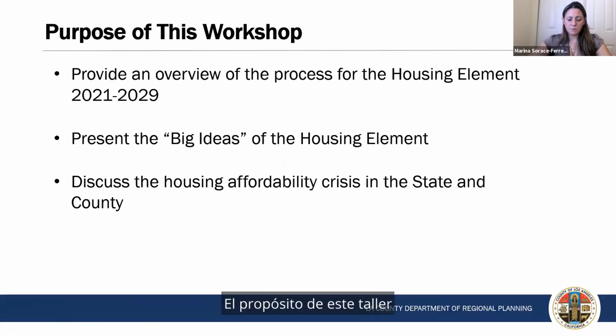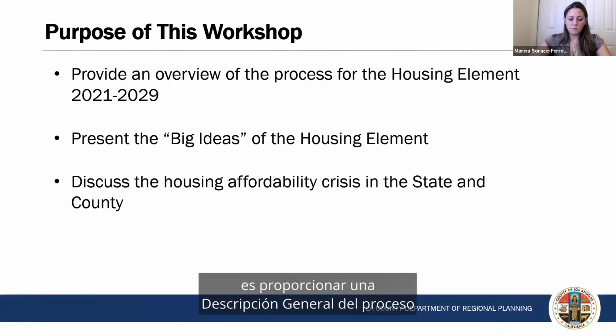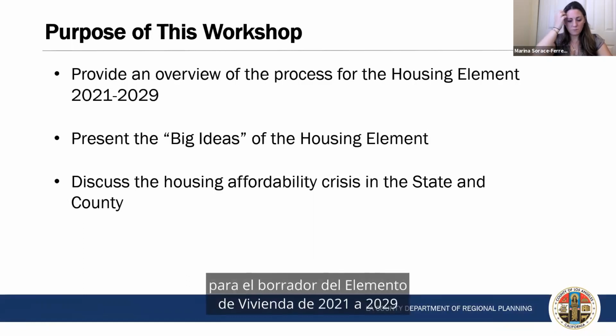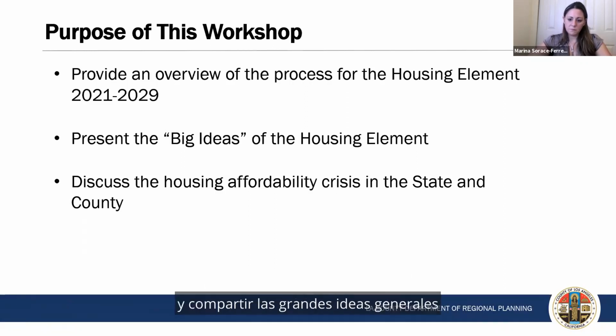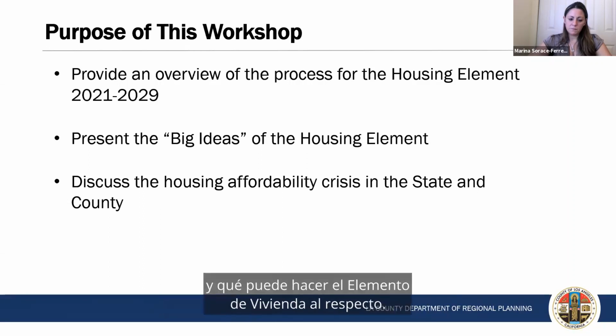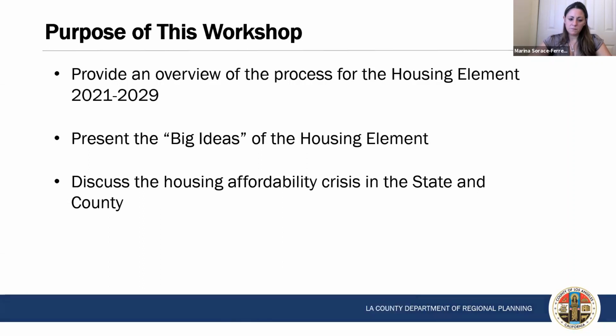The purpose of this workshop is to provide an overview of the process for the Housing Element 2021 through 2029 draft currently out for public review and share the overarching big ideas of the housing element. This workshop is also an opportunity to talk about why we're facing a housing affordability crisis in the state and county and what the housing element can do about it.